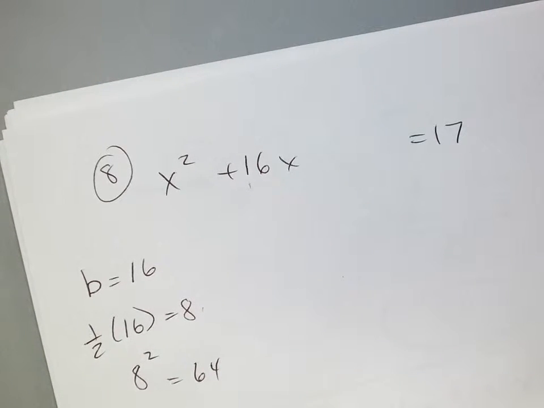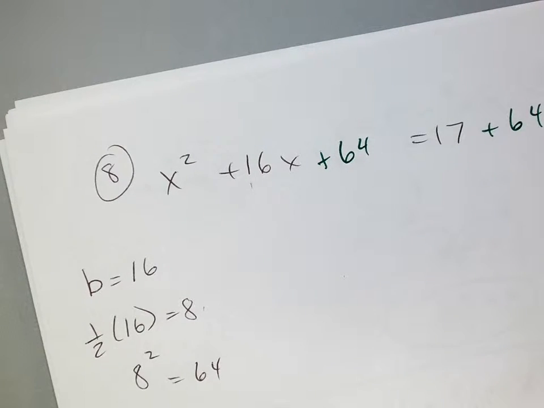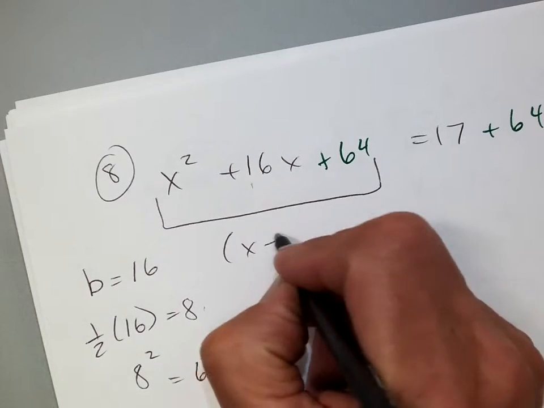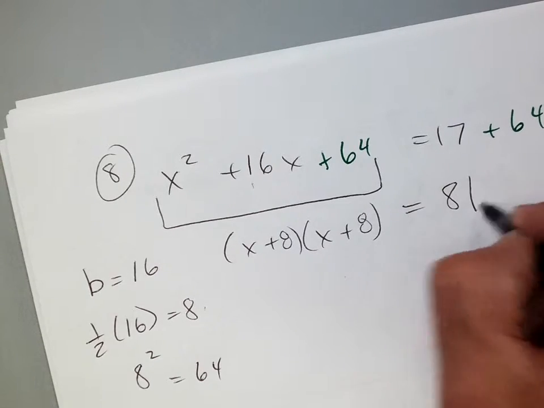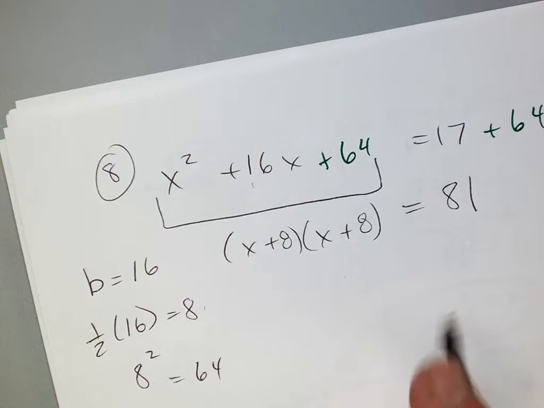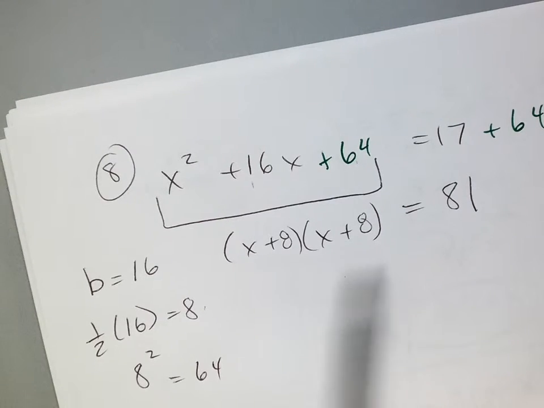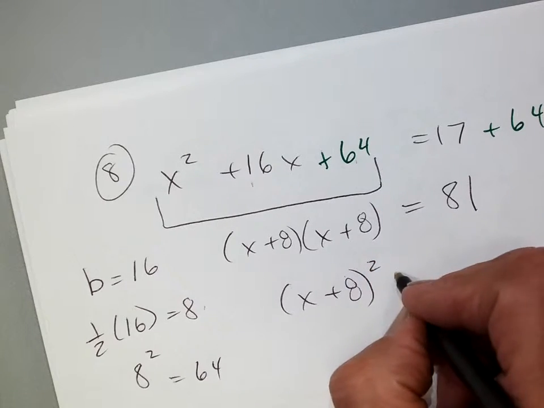So now, step 4, add that to both sides. Remember that? So plus 64 plus 64. Add that to both sides. Remember doing that? Okay. Factor. I'm going to factor this. It will factor into an x plus 8 times an x plus 8 equals 81. Okay. I added 64 to both sides, right? This can be rewritten because there's two of them, right? So I can rewrite this as an x plus 8 quantity squared equals 81.